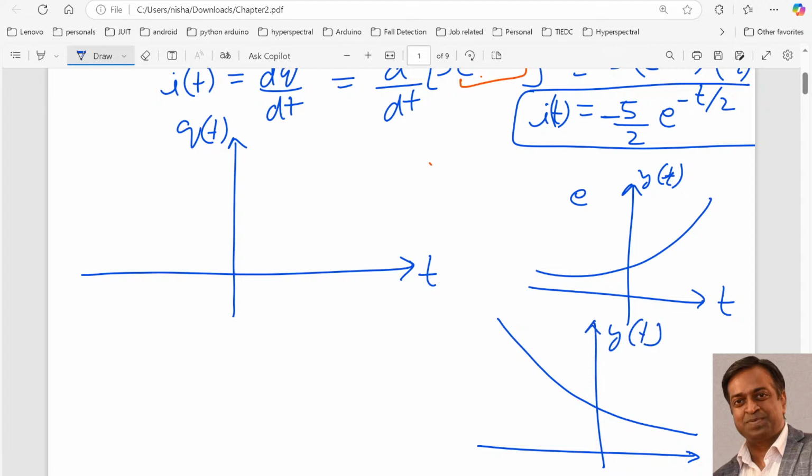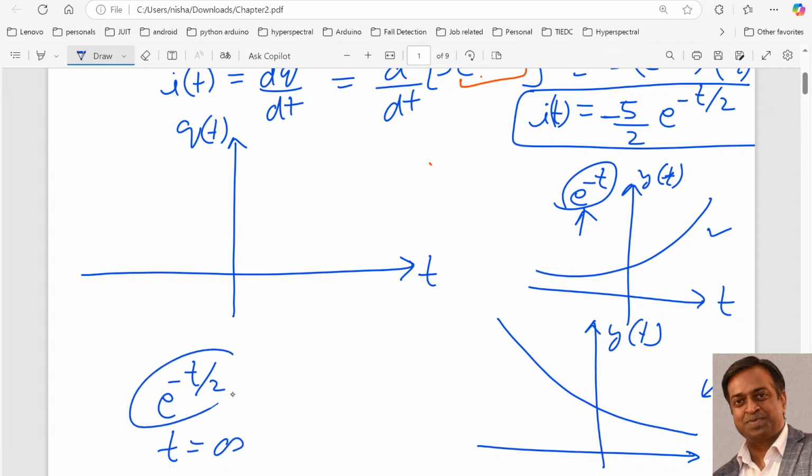So out of these two graphs, which one is of the e power minus t? To determine this, we are going to substitute the value of t. We have two options: either this can be the graph of e power minus t, or this can be. So if I have this e power minus t by 2, I will substitute the value of t equals infinity, and check what will be the value of this at t equals infinity.